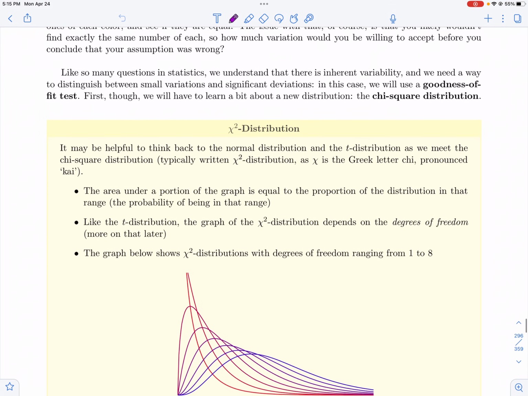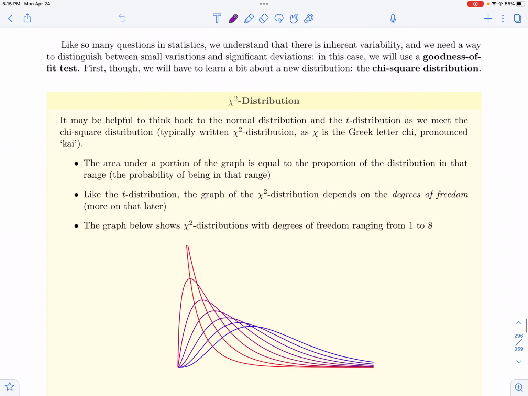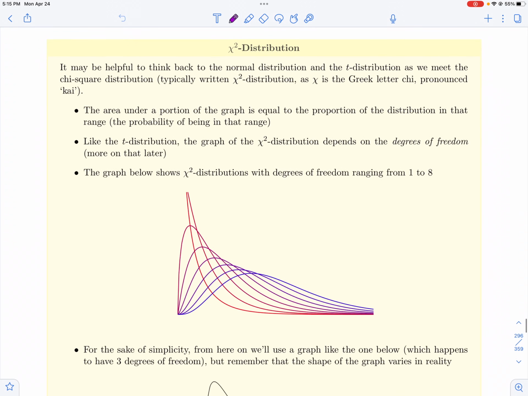So if we look at our chi-square distribution, it doesn't quite look like a normal curve or anything like that. What I've got on here are a few different examples with different degrees of freedom for each and every one of them. The first one would be degrees of freedom is 1. This would be 2, 3, 4, 5, 6, 7, the whole way down to 8.